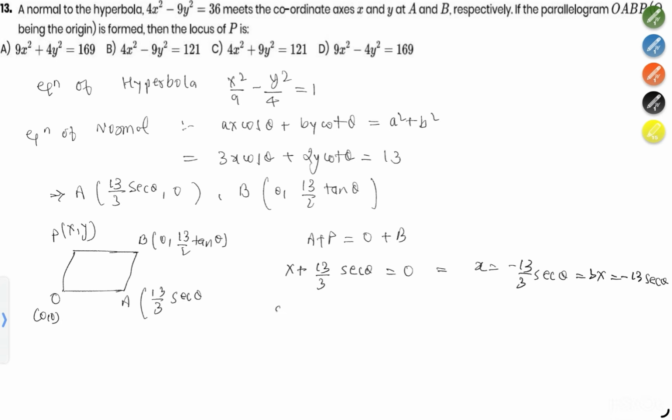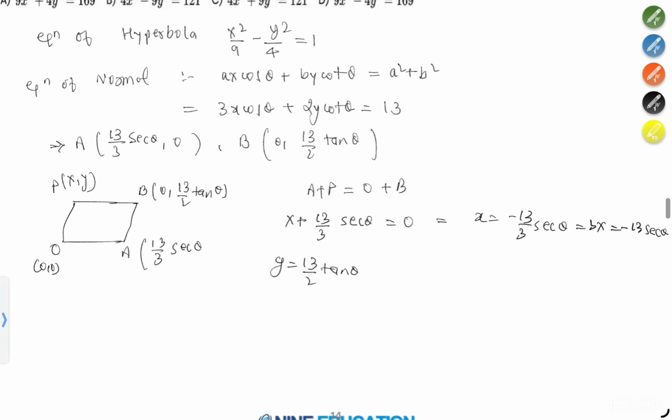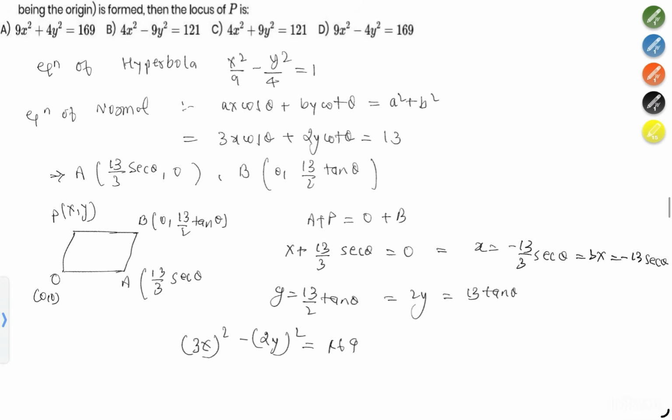Similarly, we get y equals 13 by 2 tan theta, which says 2y equals 13 tan theta. Now we can use the property sec square theta minus tan square theta equal to 1. So we get 3x whole square minus 2y whole square equals 169. So we have the answer 9x square minus 4y square equals 169. D is the correct answer.